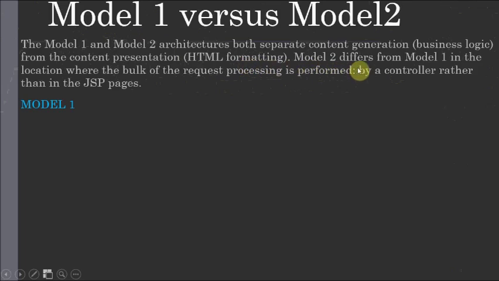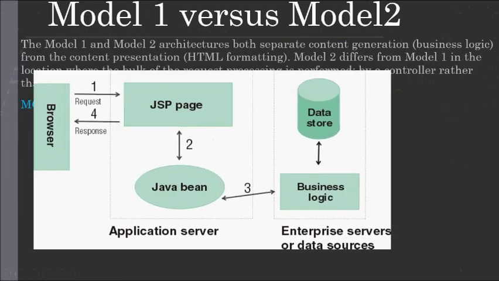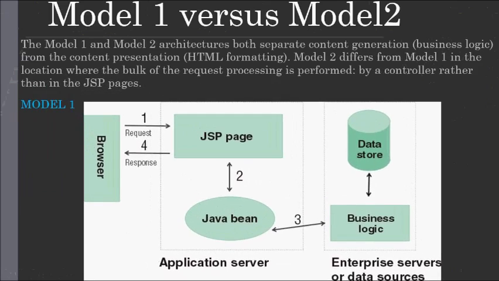But Model 2 differs from Model 1 in the location where the bulk of the request processing is performed: by a controller rather than in the JSP pages. So look at this diagram and try to understand what Model 1 means, what the actual meaning of Model 1 is.